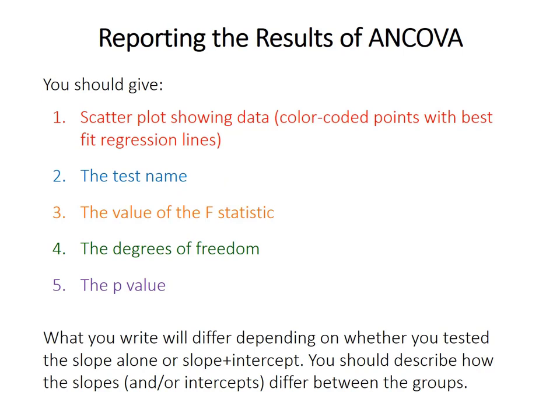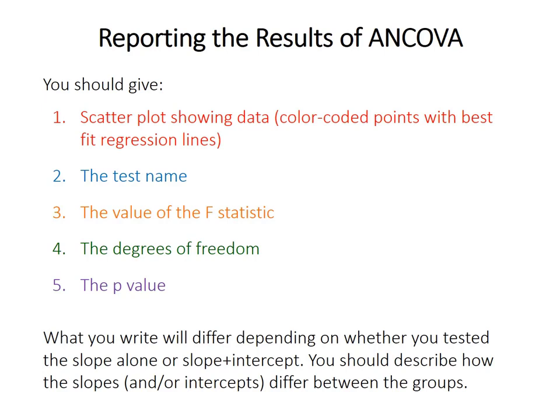So ANOVA is sort of like an extended version of ANOVA. They're all types of general linear models. So you'll end up with an F statistic. And to report your results, you would often want to give a scatter plot with the data, and it helps to have color-coded points or different symbols for points, and then you can have different regression lines with different colors or symbols for the groups to indicate how their slopes and intercepts may differ.